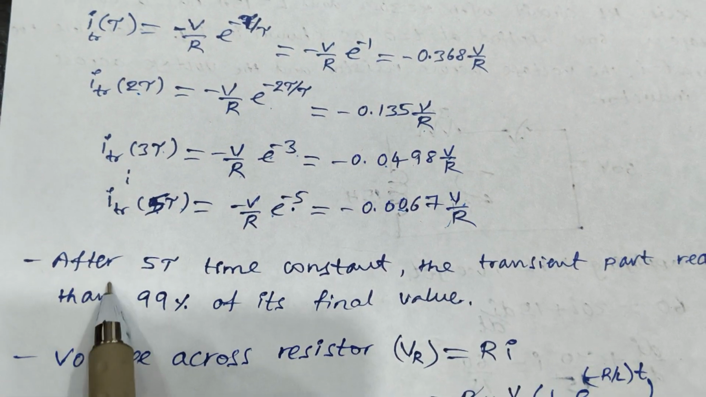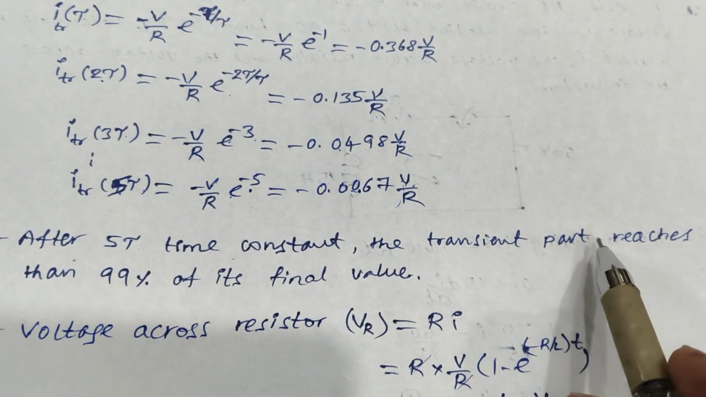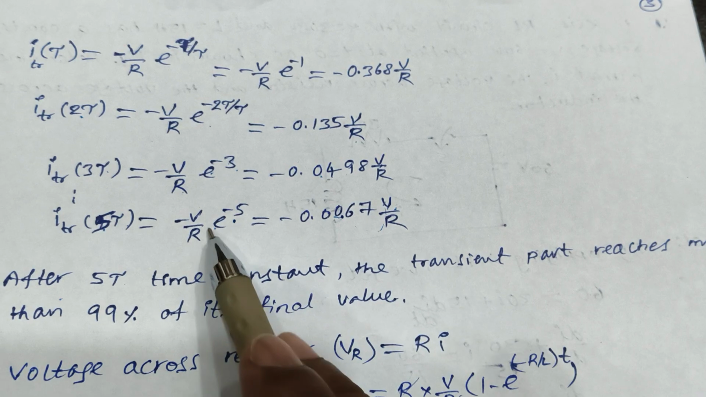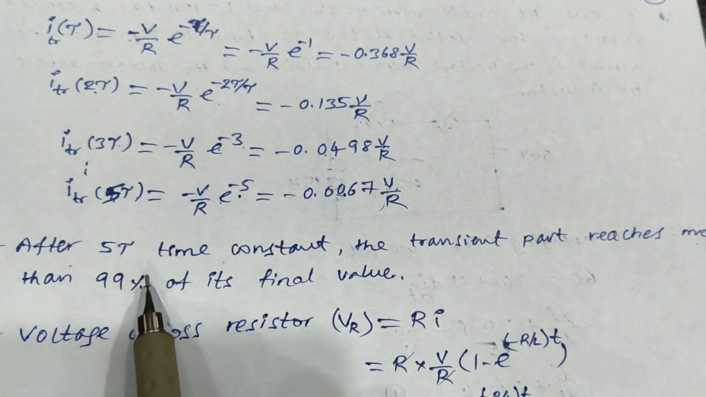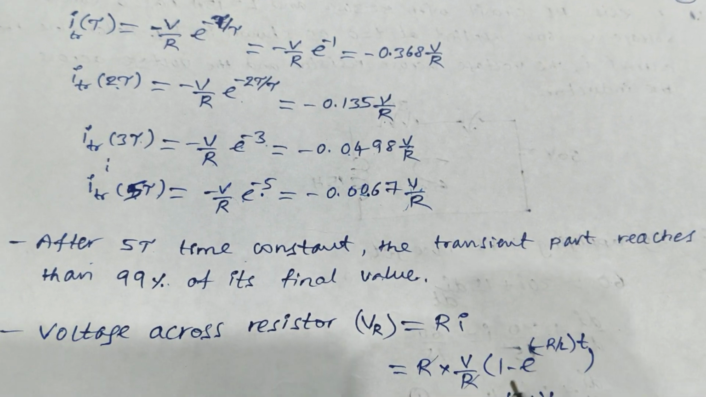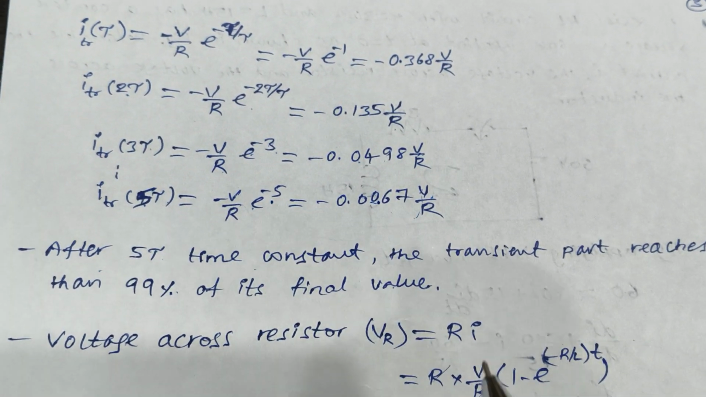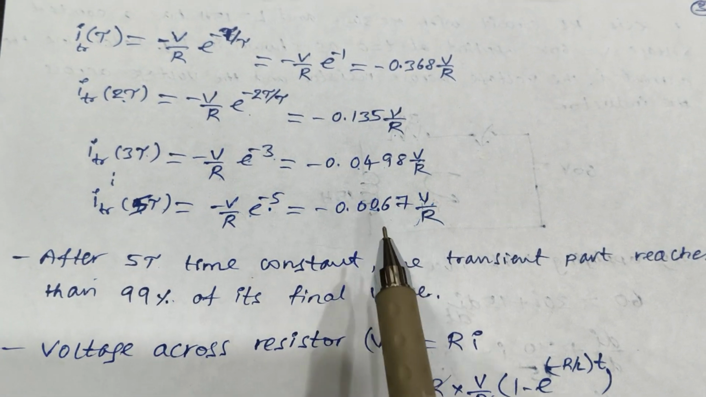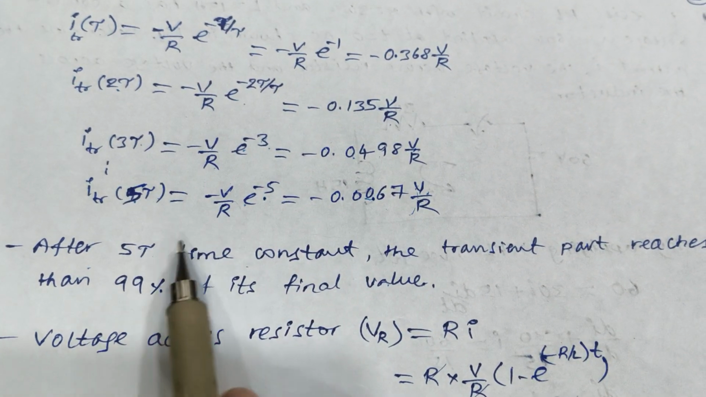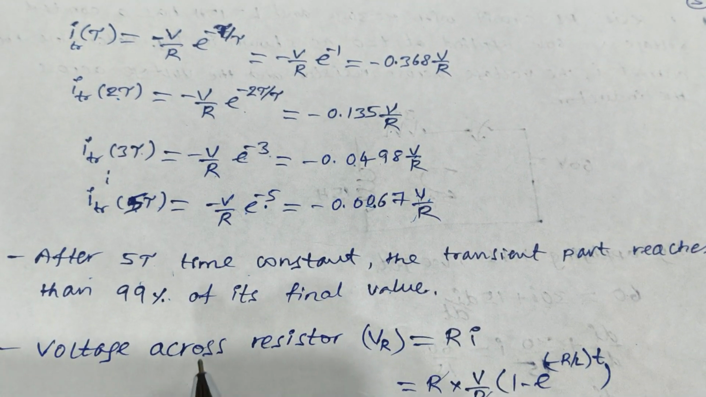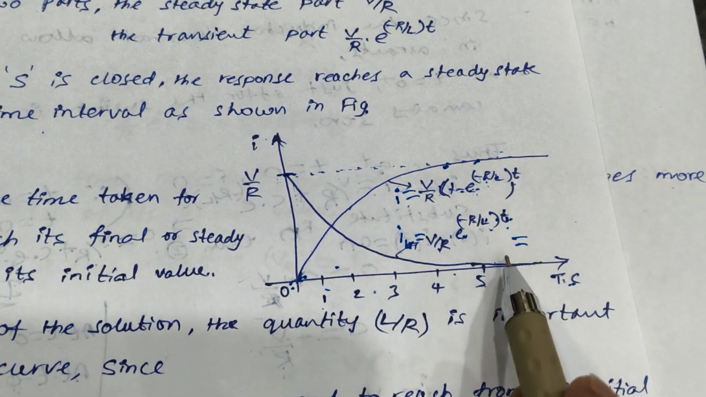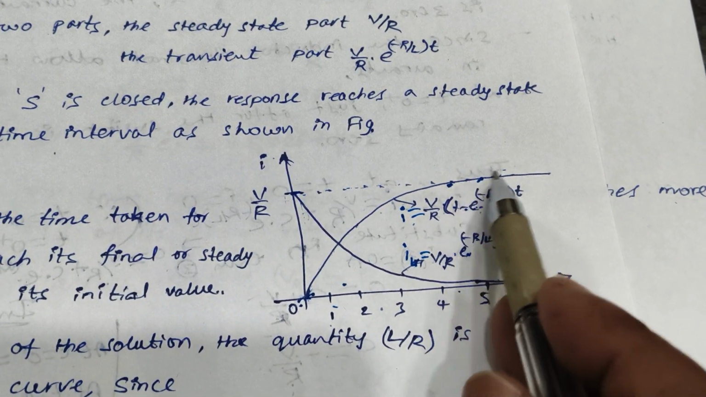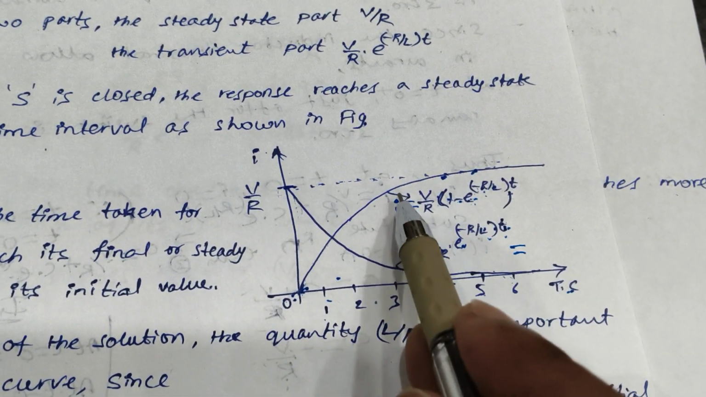That's why after 5 tau time constant, the transient part will reach more than 99% of its final value. What is the final value? Final value is nothing but 0. It will almost reach 0 after 5 tau time constant. That's why we draw the waveform from 1 tau to 5 tau time constant, then later it will reach either the 0 steady state or the final value of the corresponding responses.